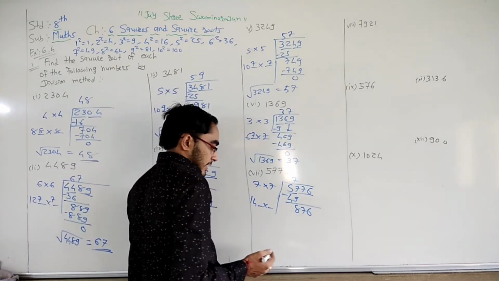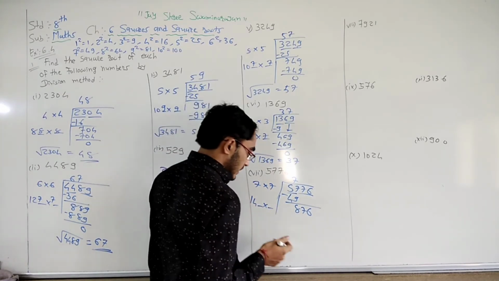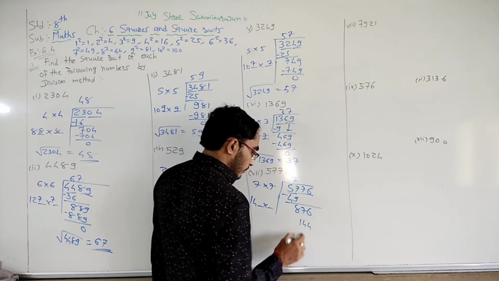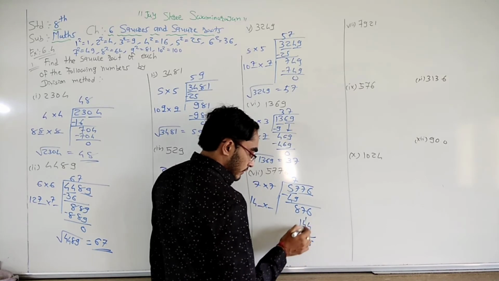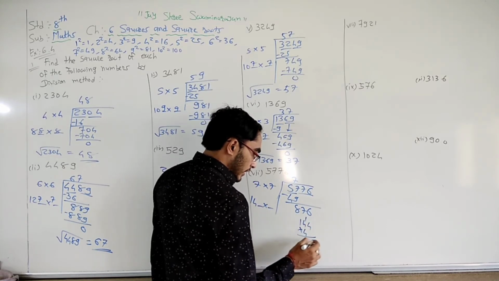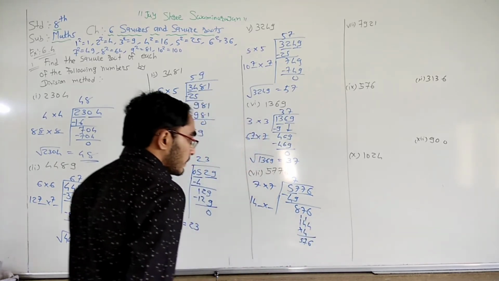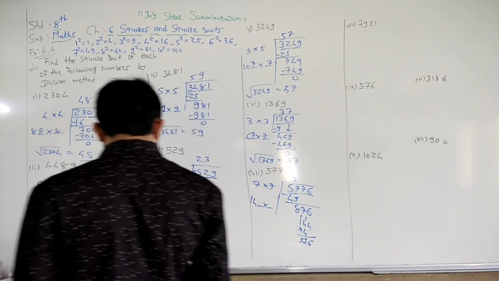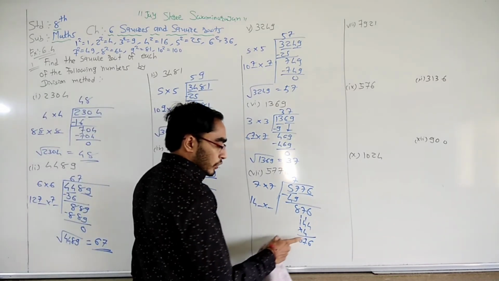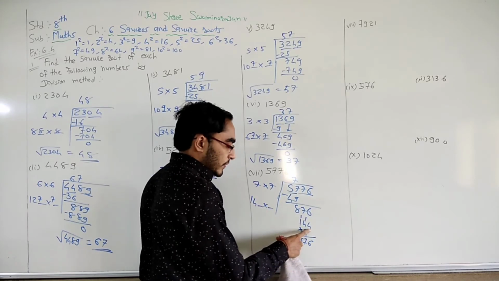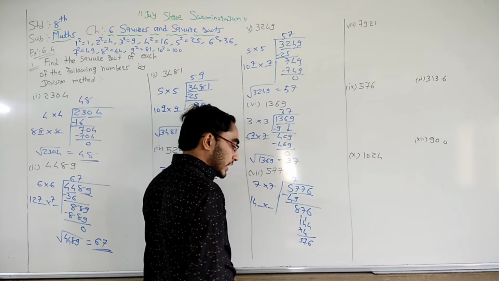Now put the digit 4. So 144 into 4. 4 4s are 16, 6 remainder 1. 4 4s are 16 plus 1, 17. 1 remainder. 4 1s are 4 plus 1, 5. So here we do not get the 576. Sorry, we want 876. Right? So we need to increase the number. Here 876 is more than 576, so we need to increase the number.